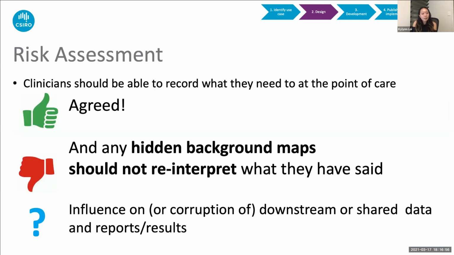And lastly, risk assessment. Whenever one code system is transformed into another, there is a level of risk being introduced, and that can have clinical impacts if the intent of the map is clinical. We all agree that clinicians should be able to record what they need at the point of care, but we just need to make sure that there's no hidden background maps that are reinterpreting what they may have said. So we need to think about the influence on downstream or shared data and reports and results.